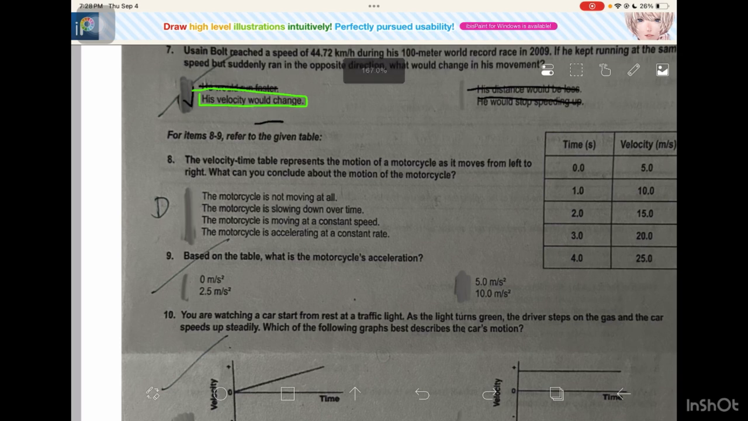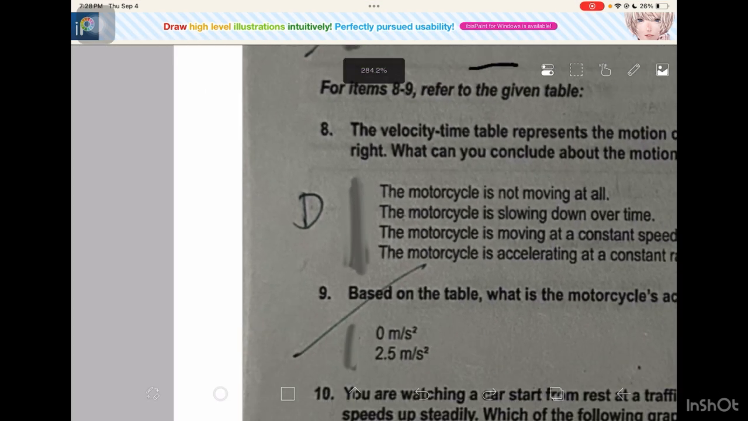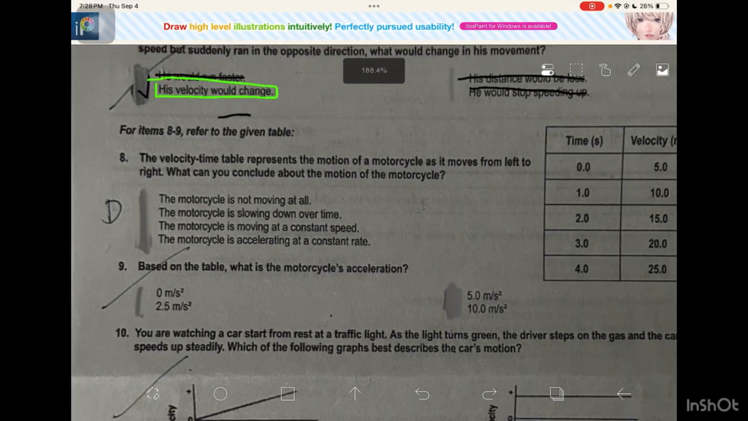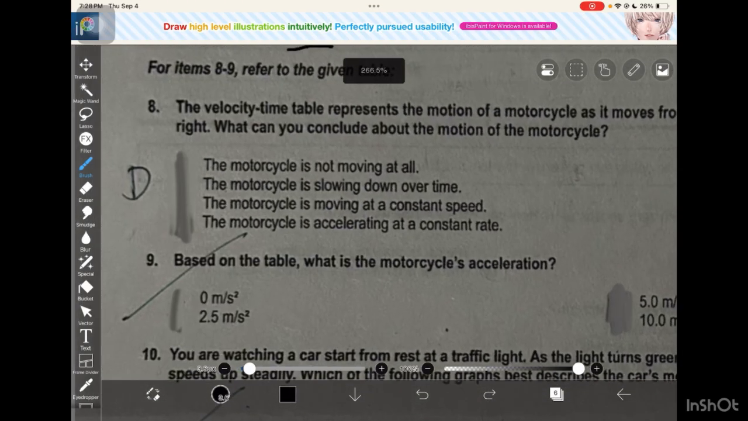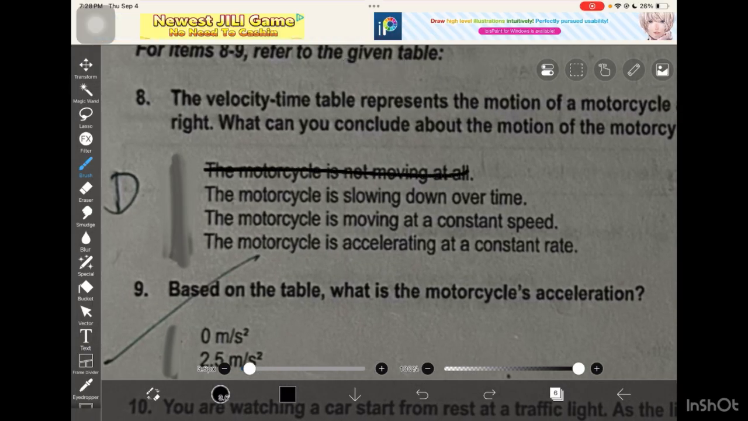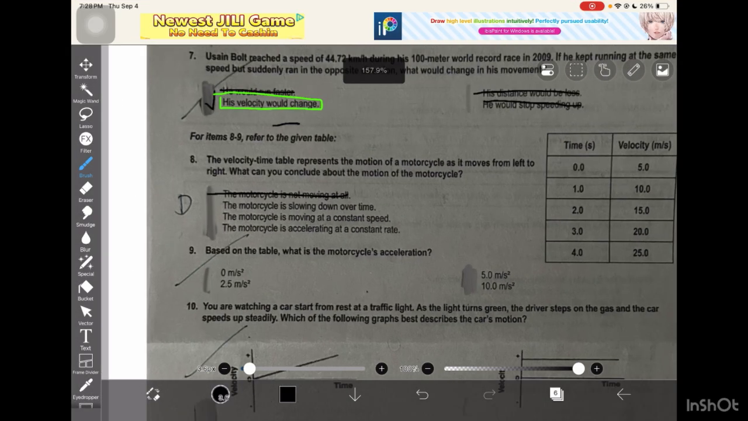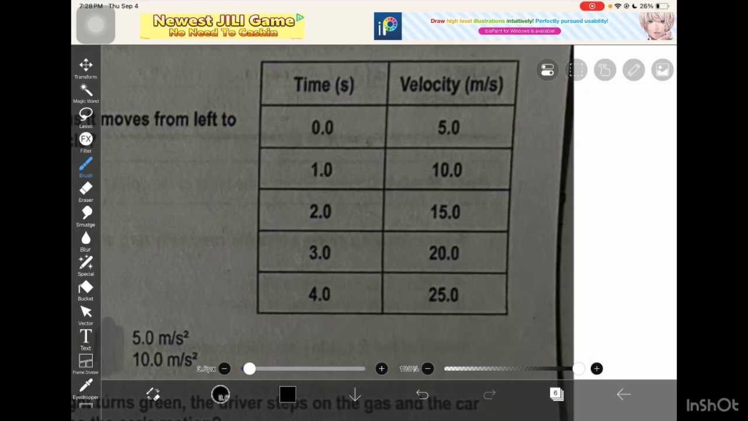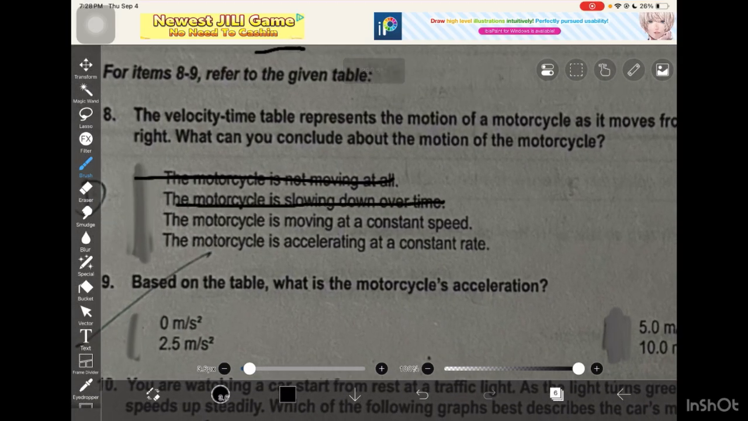For items 8 and 9, the velocity timetable, we know the answer is D now, but okay, let's explain it. The velocity timetable represents a motion of a motorcycle as it moves from left to right. What can you conclude about the motorcycle? So first and foremost, the motorcycle is not moving at all. That's wrong, because otherwise our velocity would be 0. The motorcycle is slowing down over time. That's definitely not right either, because our velocity is actually increasing in the positive direction.